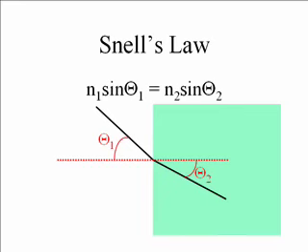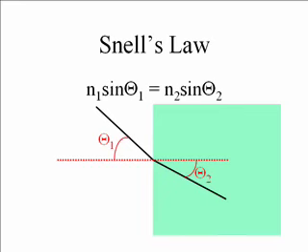Just to put numbers on things, air effectively has an index of refraction of 1.0, and water has an index of refraction of 1.33. So n sub 1 here is going to be 1.0, and n sub 2 is going to be 1.33. The relationship as described by Snell's law is that n sub 1 sine theta sub 1 is equal to n sub 2 sine theta sub 2.